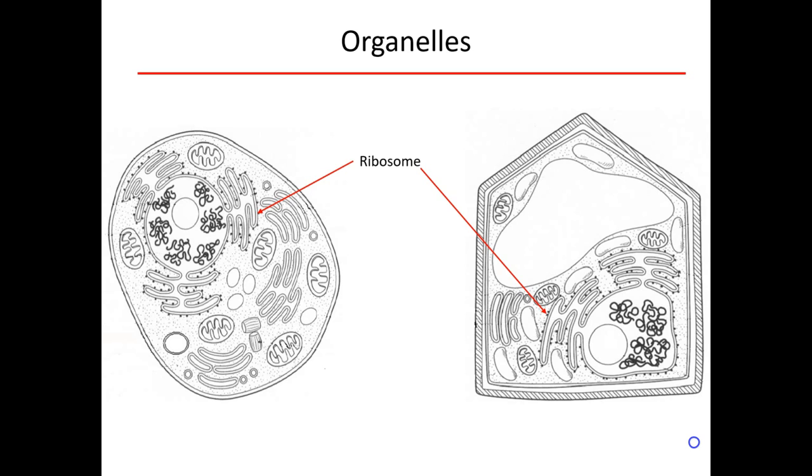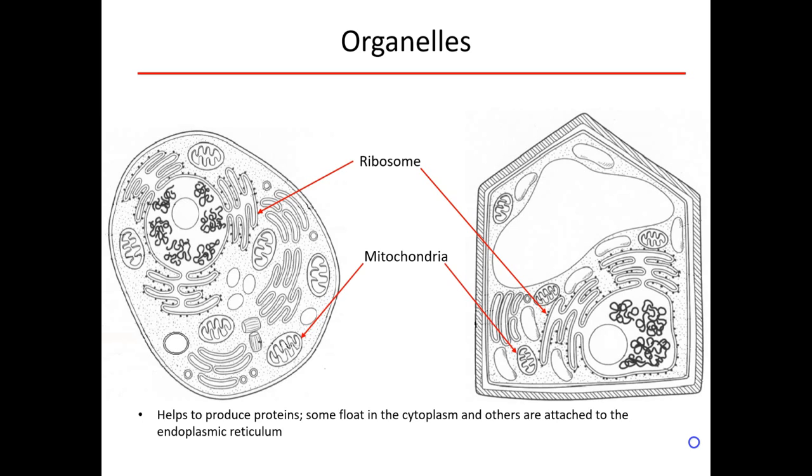Another common feature in both plant and animal cells is something called a ribosome, and ribosomes are important in protein formation. Another feature they both have is a mitochondria. Mitochondria helps to convert sugar into a type of energy that the cells can use. So it's a conversion factory.